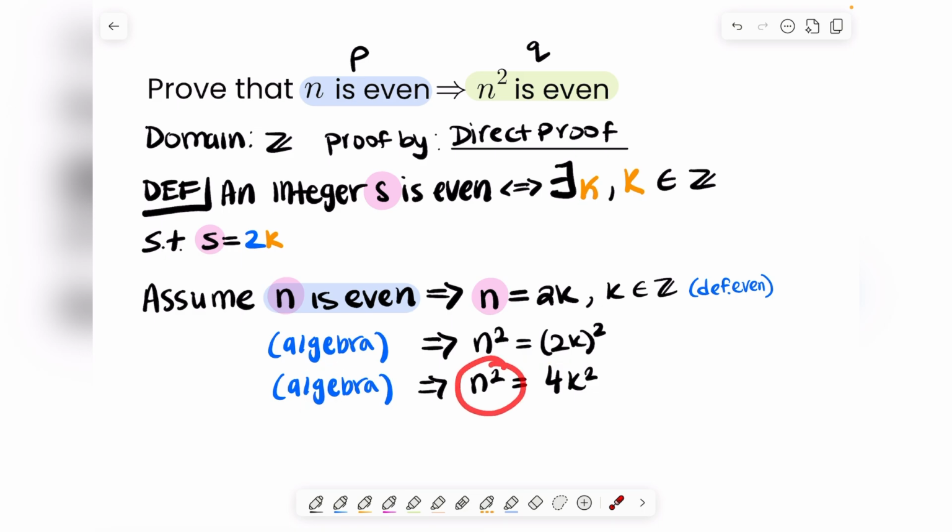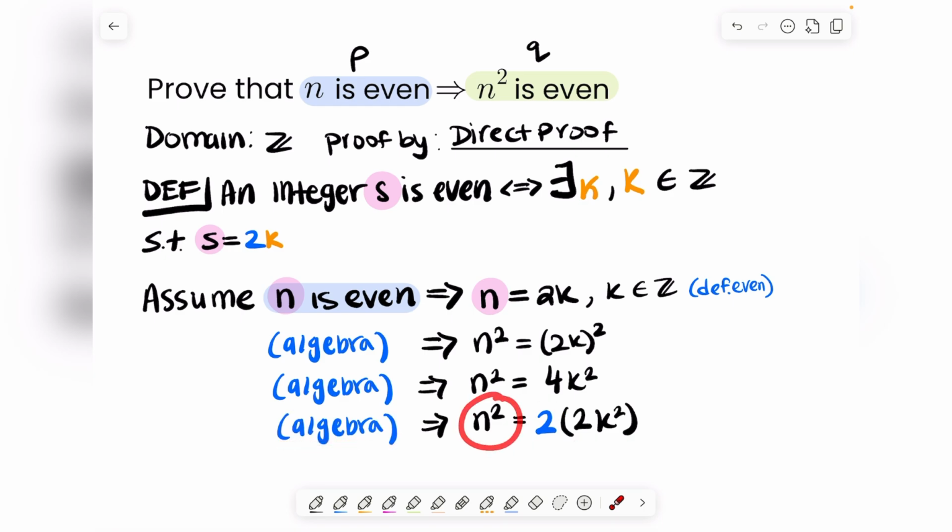So now I have N squared equal to 4 times k squared. But again, in order to prove that it's even, I have to get N squared to be equal to 2 times something. So I need a 2 outside. And luckily, I can factor out a 2 from this. So I can take out a 2, and then this is just going to be 2k squared, is 2 times 2 is 4. And so N squared is now equal to 2 times something. So again, this is algebra. So we basically have N squared in this form where we have 2 times something. But that something should be an integer.